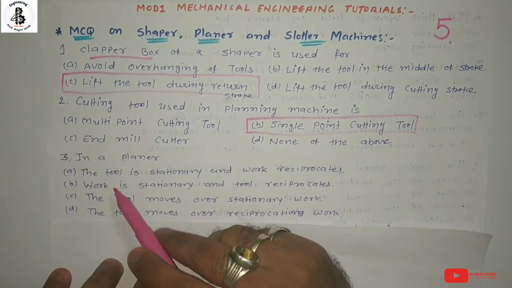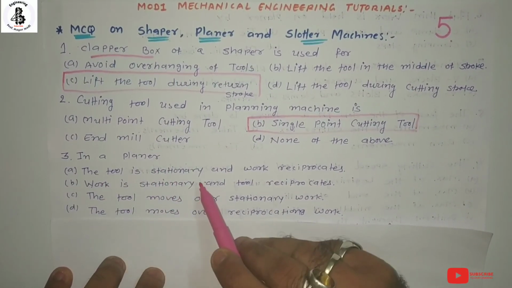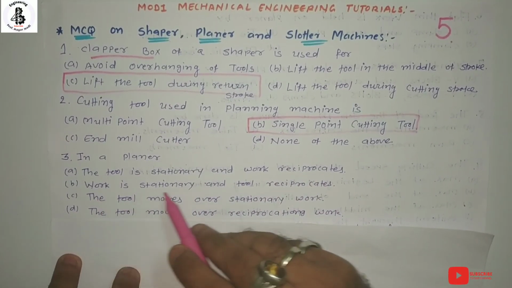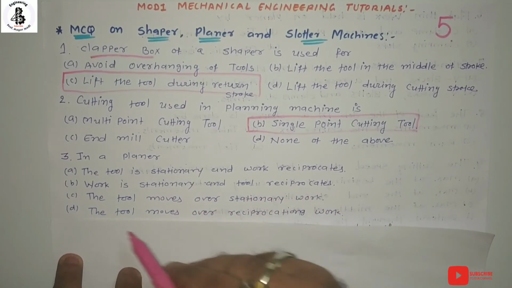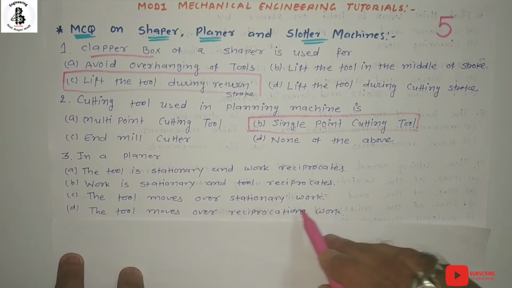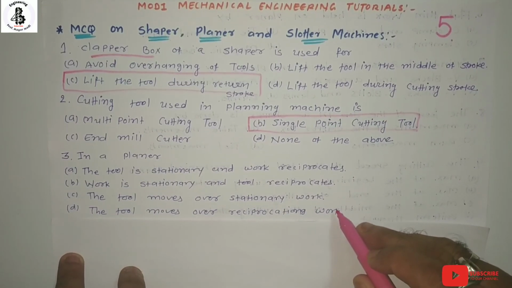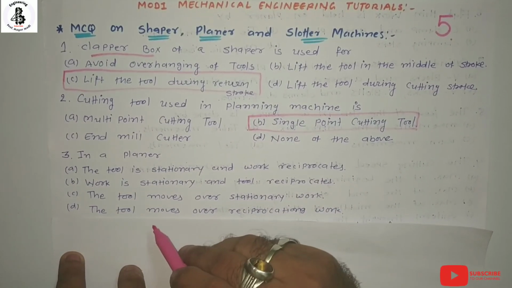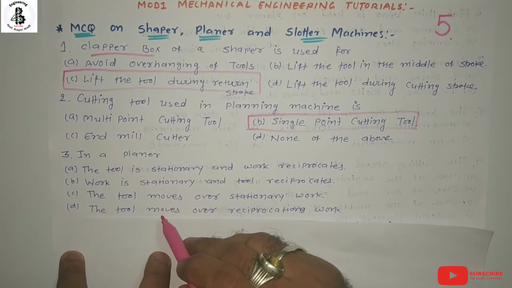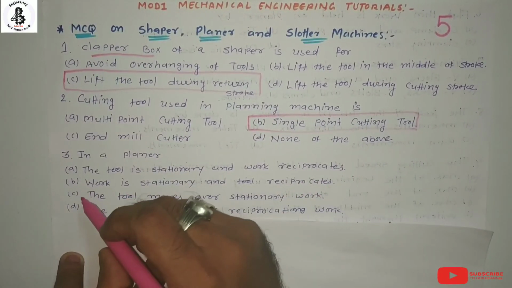The next, in a planer, option A, the tool is stationary and workpiece reciprocates. Option B, work is stationary and tool reciprocates. Option C, the tool moves over stationary workpiece. Option D, the tool moves over reciprocating workpiece. So basically by the construction and working of a planer machine, the tool is stationary and the workpiece is reciprocating. So the right answer is option A.